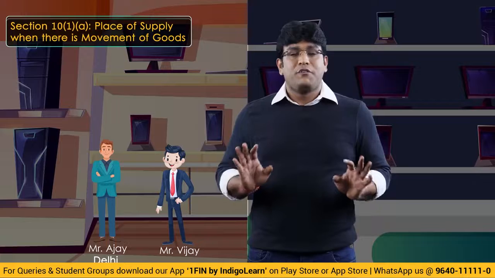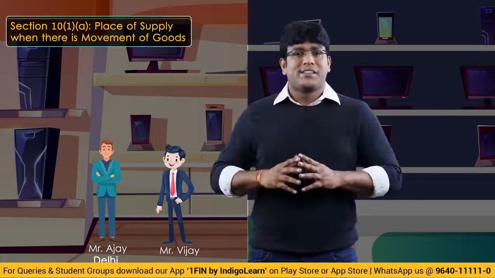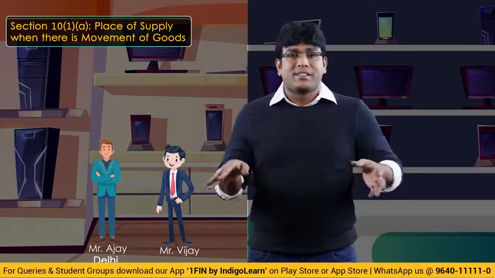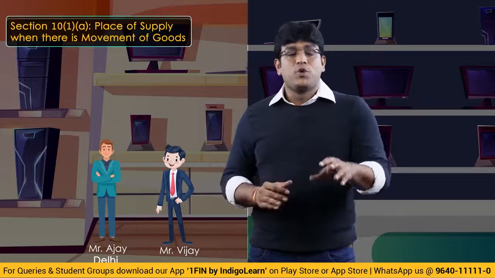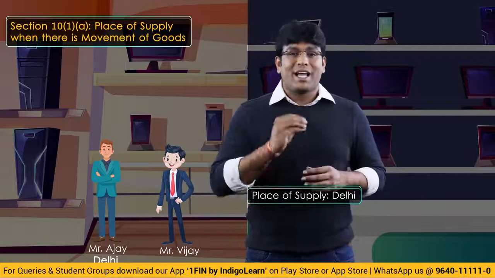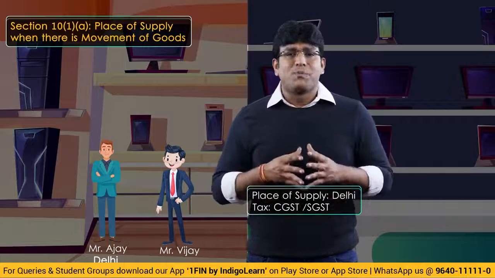Now let's say, for example, other situation. Vijay of Karnataka, he only went to Delhi and he purchased goods in Delhi and took delivery in Delhi itself, and the contract between Ajay and Vijay terminated in Delhi itself. When I say that contract between Ajay and Vijay terminated in Delhi itself, that means that movement of goods terminated in Delhi itself. In that case, my dear friends, place of supply will become Delhi, and what Ajay will charge is CGST and SGST. A very practical small example, guys.